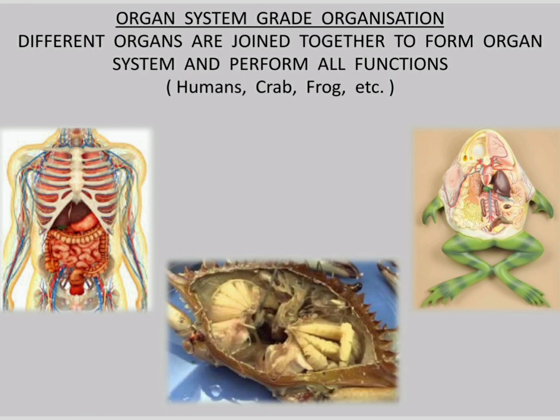So this type of grade organization is seen in most of the high level organisms like humans, in different types of birds, in crabs, in frogs. So these are organ system grade organization. As I said, different organs are joined together and they form organ systems, and the organ systems work in proper coordination with each other and perform all the functions which are required for the survival of that particular organism.